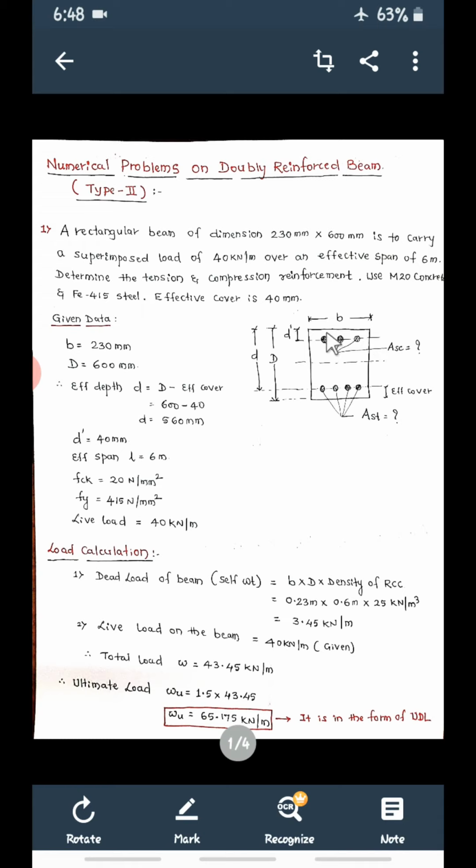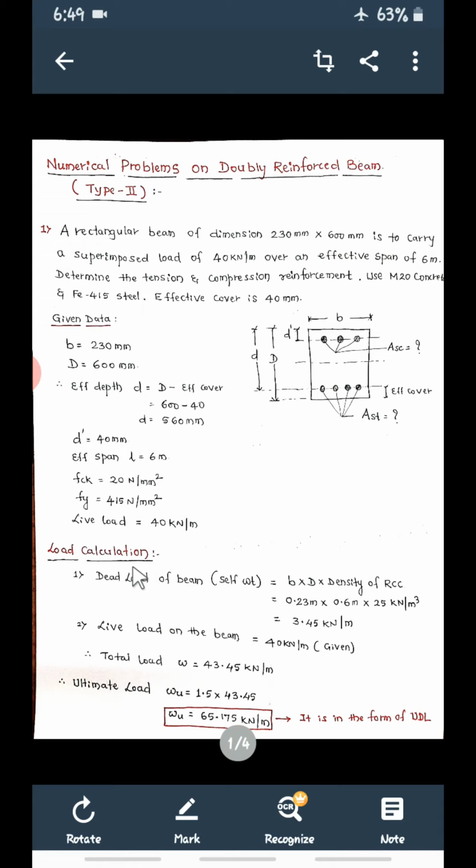And then this d dash is the effective cover to the compression steel. D dash is equal to 40 mm given. Effective span small l is equal to 6 meter. Then fck, that is characteristic compressive strength, M20 means it is 20 Newton per mm square, and fy 415 Newton per mm square. Live load given 40 kilonewton per meter. Now first we want to calculate the moment. Directly the moment is not given here. Load is given, so first we'll find out the moment.